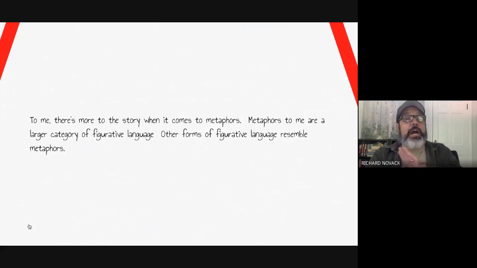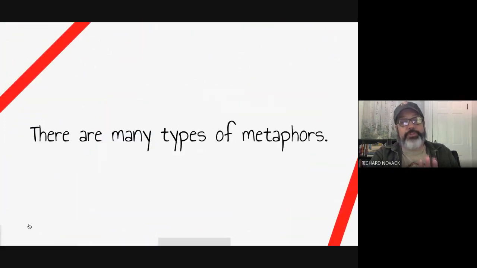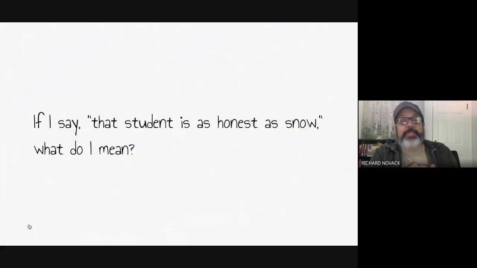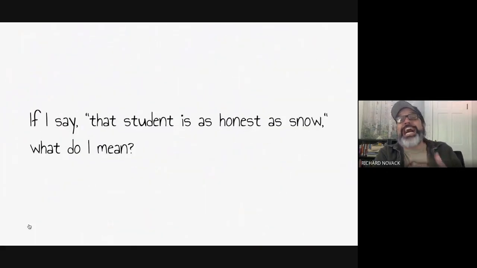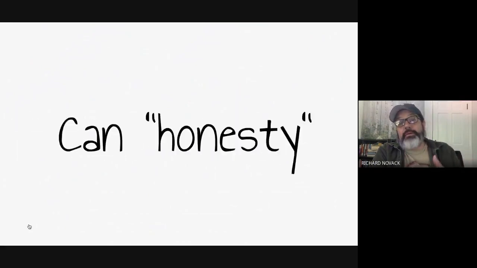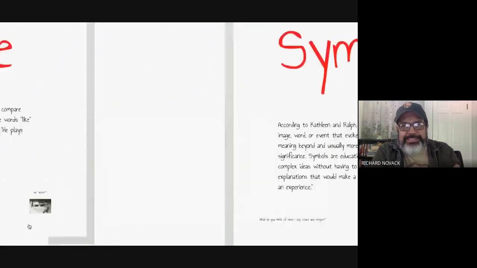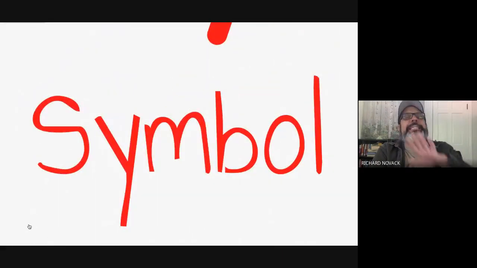Metaphors, to me, are larger categories of figurative language. Other forms of figurative language resemble metaphors. There are many types of metaphors. There's simile, right? Simile is just a metaphor that uses like or as. If I say the student is as honest as snow, what do I mean? Can honesty be snow? No.